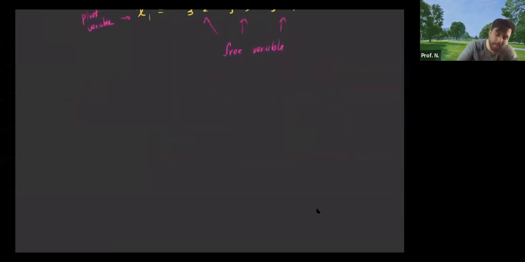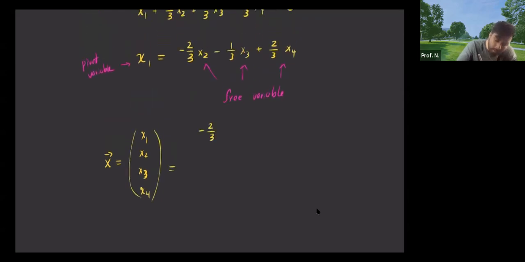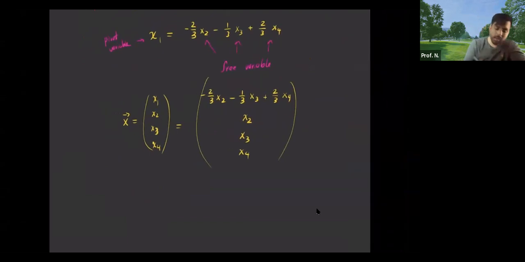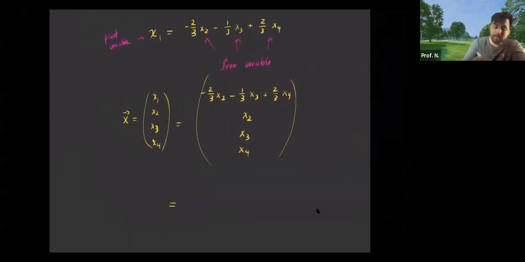So if I want to write the solution, x, which is x1, x2, x3, and x4, x1 will be negative 2/3 x2 minus 1/3 x3 plus 2/3 x4. This will be x2, x3, and x4. This will be my vector, right? This is what my vectors will look like in the null space of this matrix A. But this looks kind of weird to express this way. So I'm going to separate this in terms of x2, x3, x4.